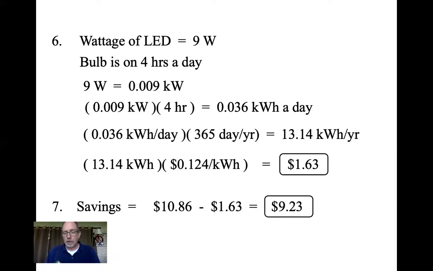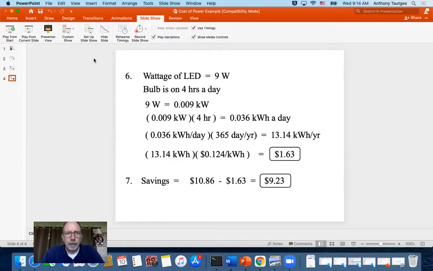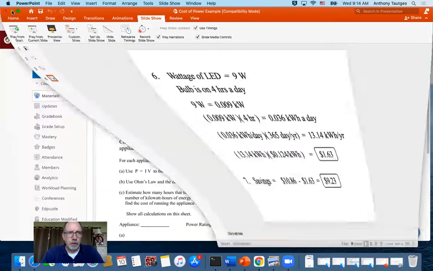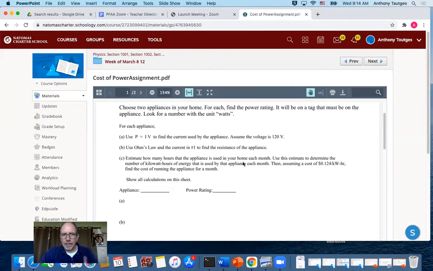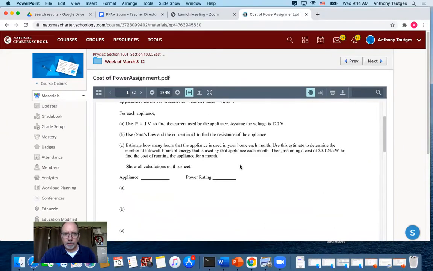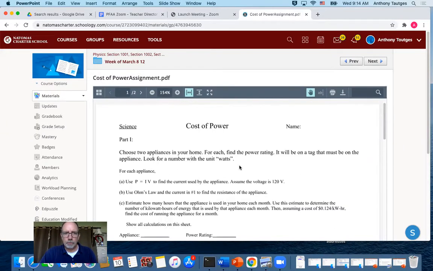LEDs are better. The cost savings are incredible, and they last longer. Some LEDs last longer than incandescents as well. Okay, so that's our cost of power example, and that's what I would like you to do in the cost of power assignment. Now, the actual assignment is just the front side of this, part one, the two appliances.